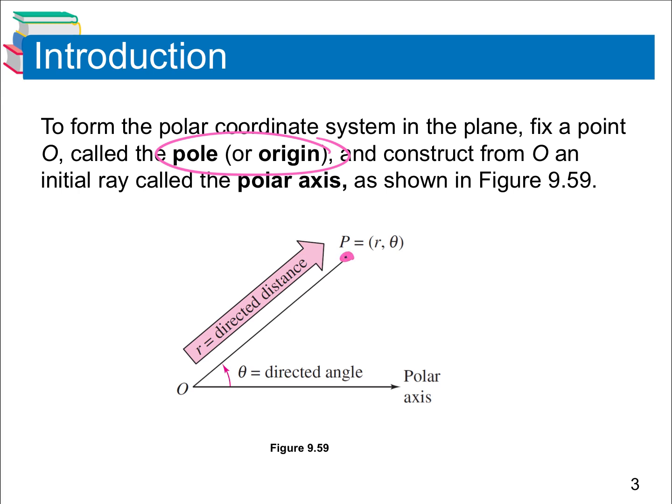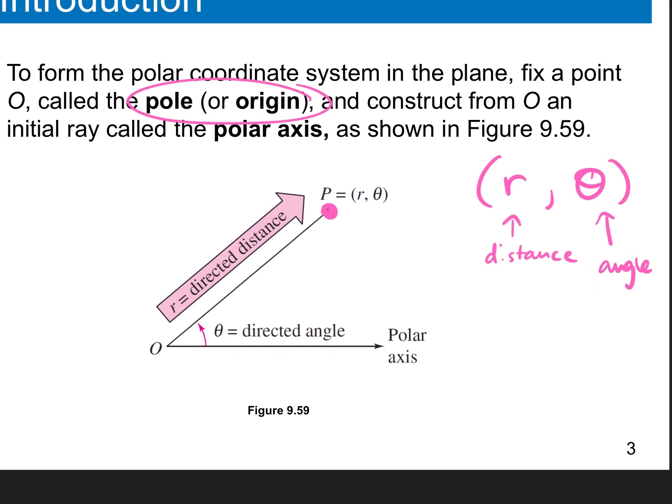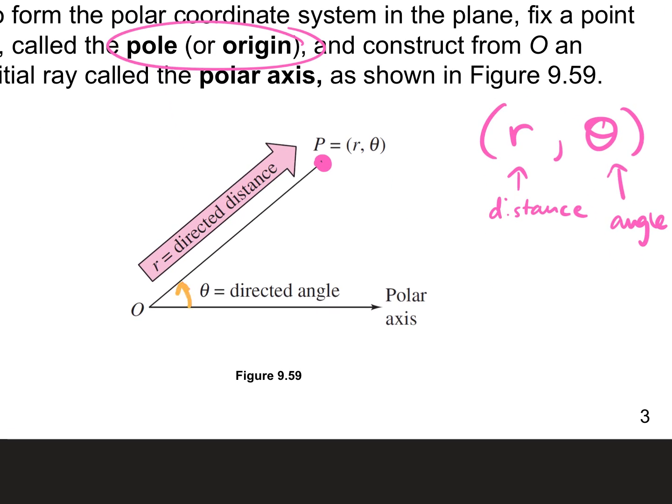And then we're going to be dealing with points that are, instead of x, y, it's going to be r, comma, theta, where r is talking about the distance and theta is the angle. And then just like in our unit circle, our directed angle can be positive, but it can also be negative. So if we had a negative angle, we would go down, similar to how we did in the unit circle.